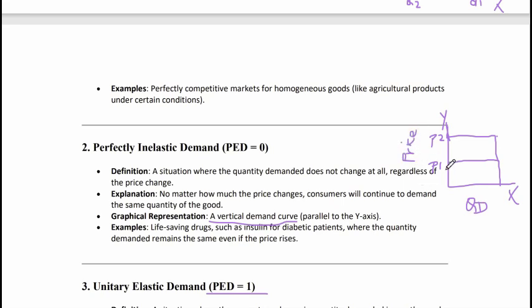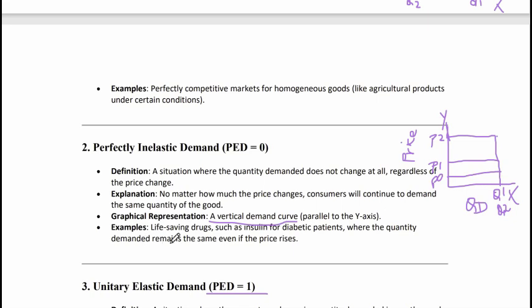As the price increased from P1 to P2, the quantity did not change. At P1 the quantity was Q1, and at P2 also the quantity was the same, so the quantity did not change at all. It's a situation where the quantity demanded does not change regardless of the price change. No matter how much the price changes, even if it falls to P0, the quantity demanded will not change. Consumers will continue to demand the same quantity of the good. Neither will it increase nor decrease.